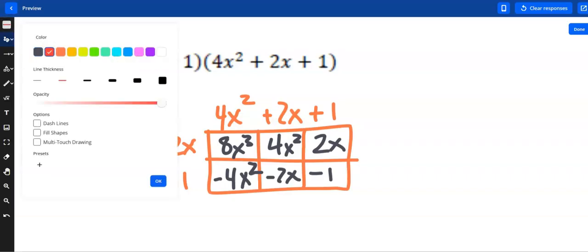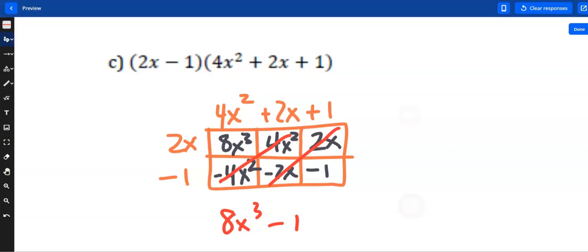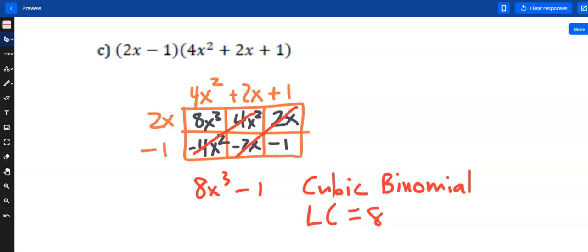And let's see here. Whoa, look at some things canceling out here. Wow. So we are down to 8x cubed minus 1. So we have a cubic binomial, because there's two terms, with a leading coefficient of 8.